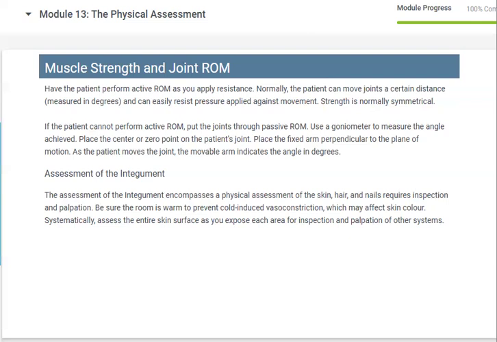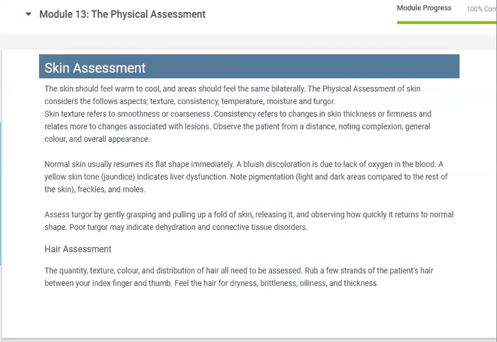Skin assessment. The skin should feel warm to cool, and areas should feel the same bilaterally. The physical assessment of skin considers the following aspects: texture, consistency, temperature, moisture, and turgor. Skin texture refers to smoothness or coarseness. Consistency refers to changes in skin thickness or firmness and relates more to changes associated with lesions.